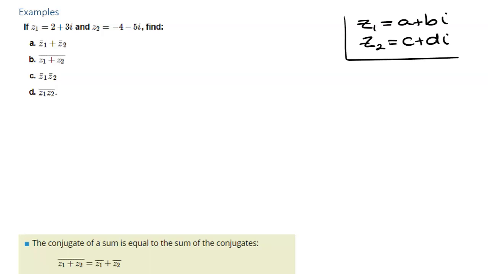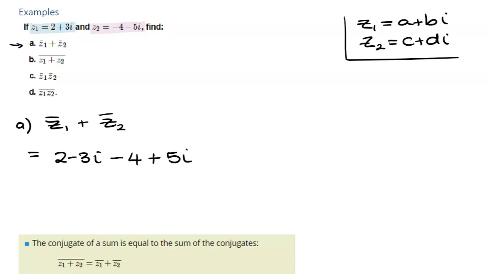So we've got two values of z here. We've got z1, our first complex number, is 2 plus 3i, and our second complex number z2 is -4 minus 5i. So to do part A, what this is telling us is that we're going to find the conjugate of z1 and we're going to add that to the conjugate of z2. The conjugate of z1 is 2 plus 3i, so the conjugate is going to be 2 minus 3i, and we're going to add that to the conjugate of z2. The real part still stays as -4, and the imaginary part changes sign, so plus 5i.